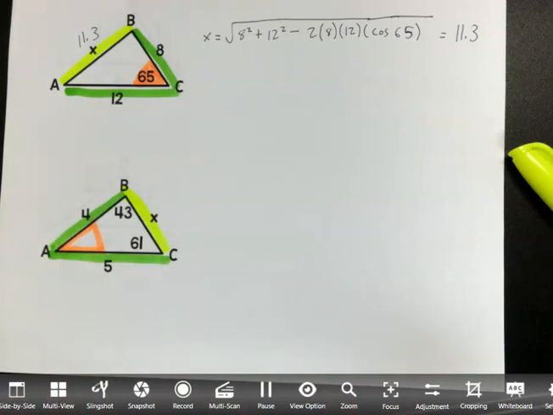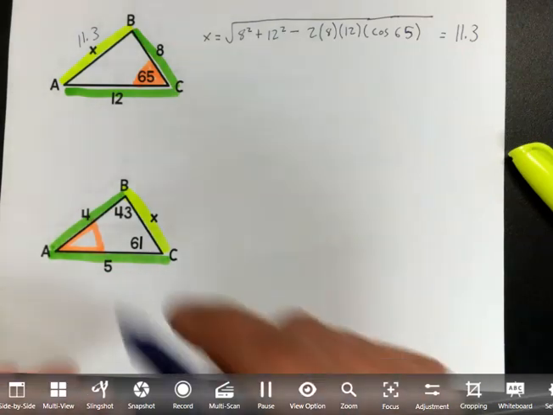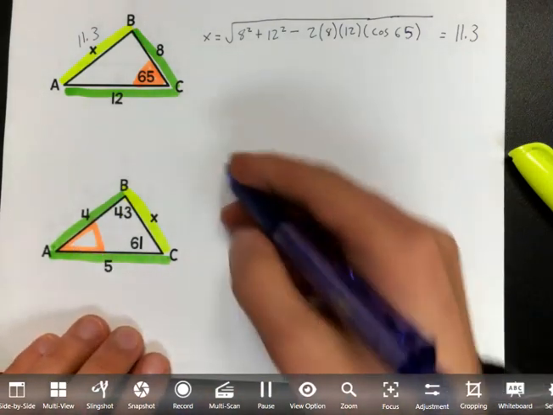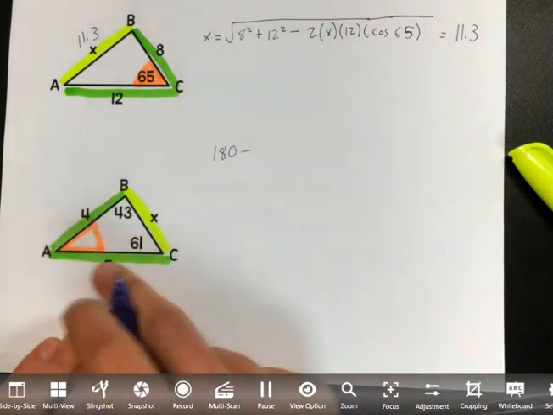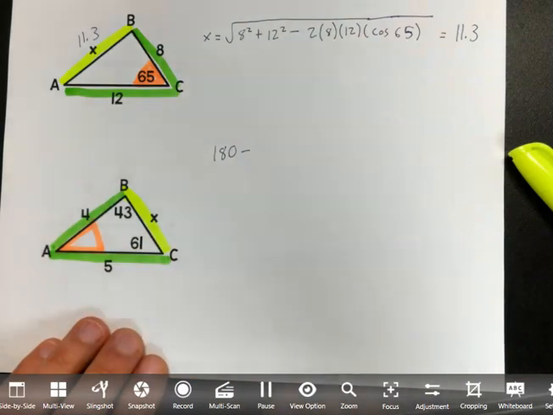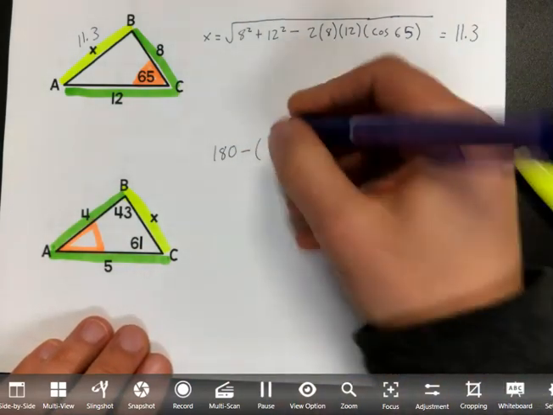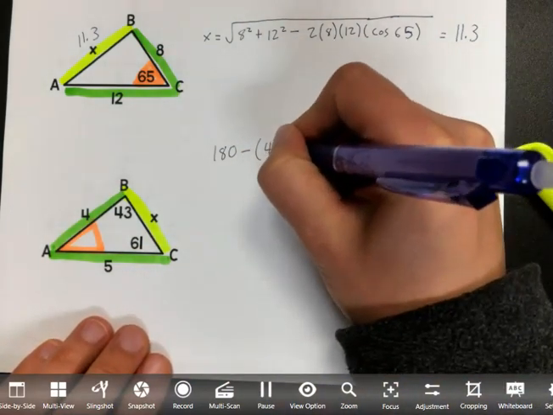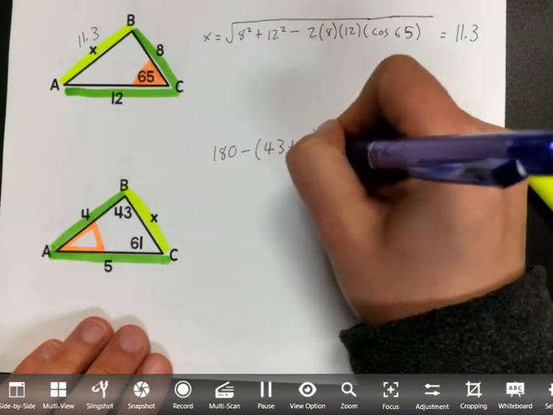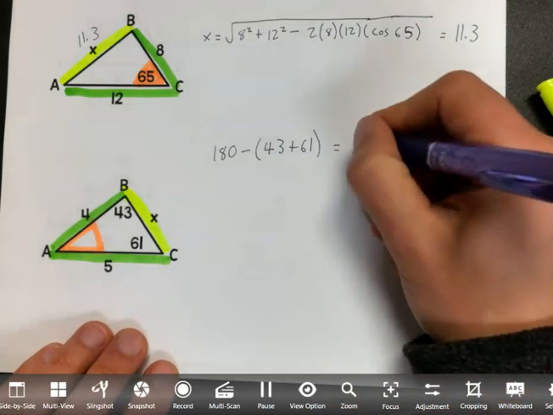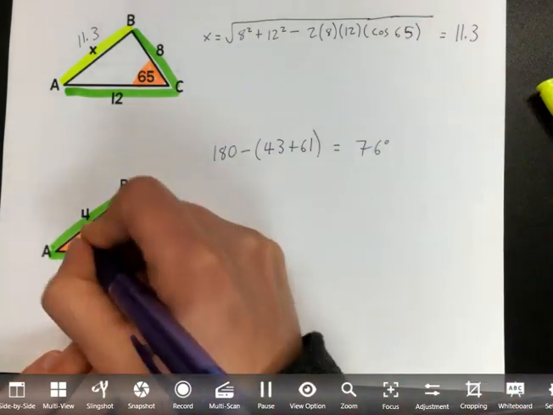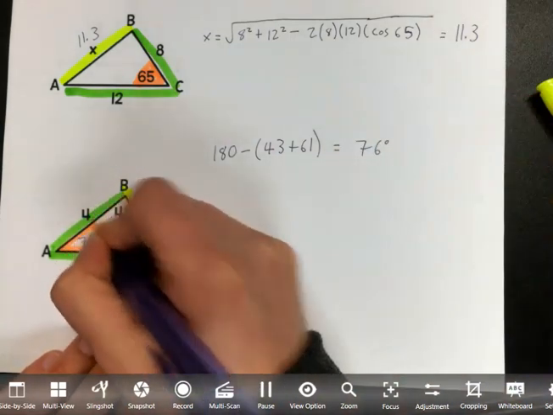Now we don't need any specific law for our orange angle. Instead, we just notice that we have two angles. And so altogether, all three angles need to add up to 180. So two angles, add those two up and subtract that from 180. And then that'll give us our other angle, which is 76 degrees. So this angle right here is 76 degrees.